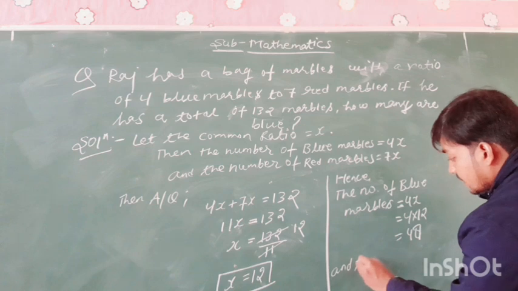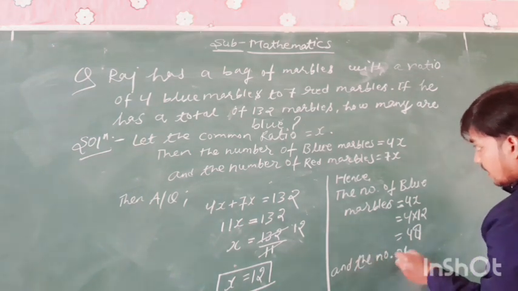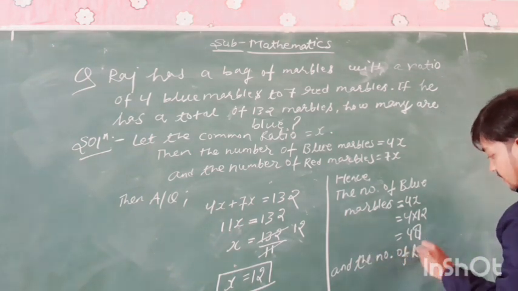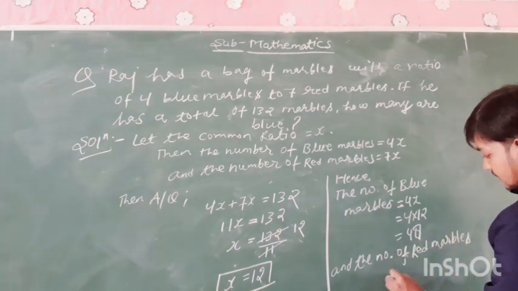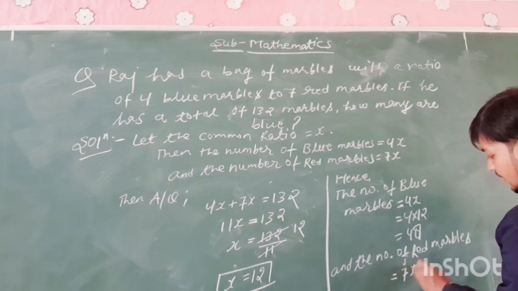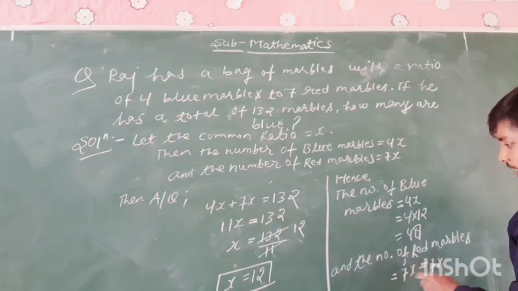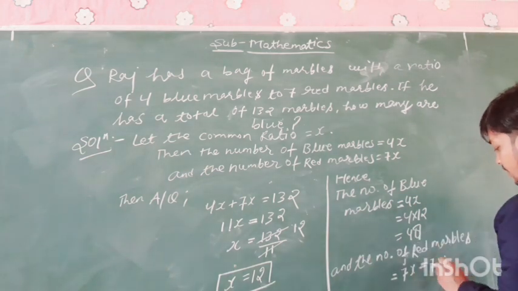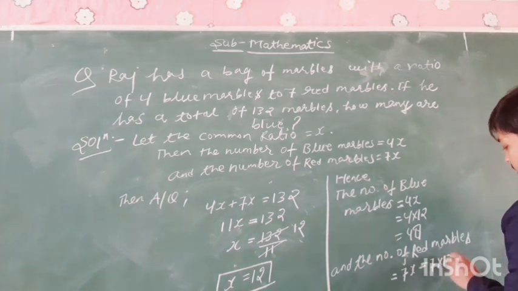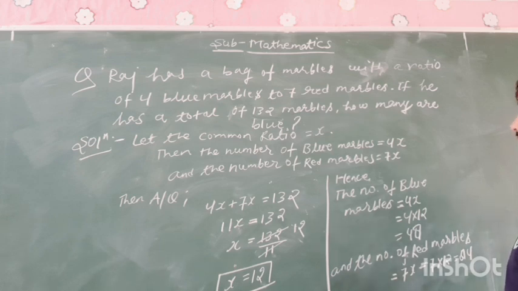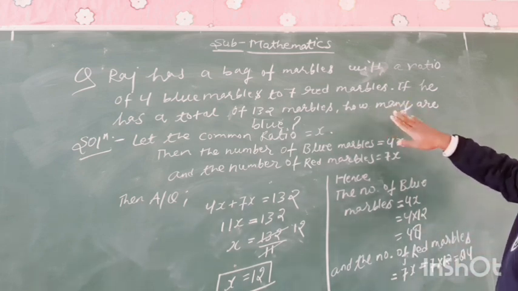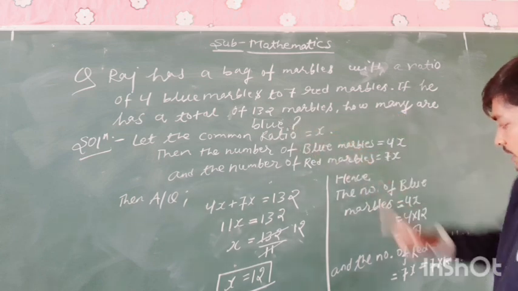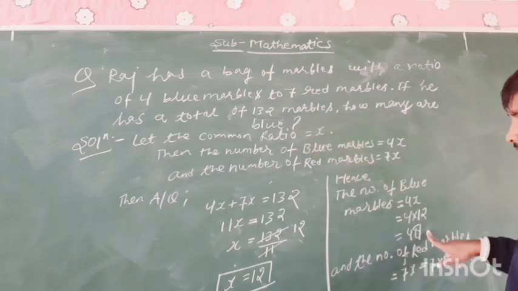and the number of red marbles is equal to 7x. Here, 7 into the value of x, which is 12. 7 into 12 is 84 marbles, and we have to tell in the problem how many are blue marbles. Then the number of blue marbles is 48.